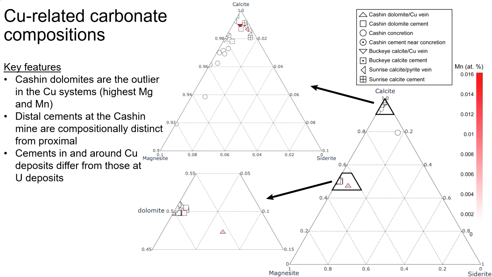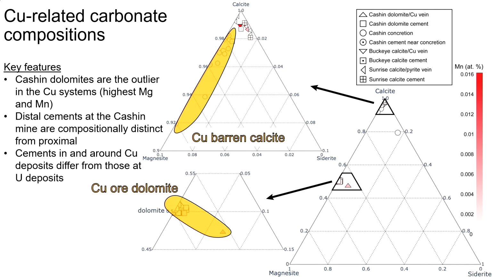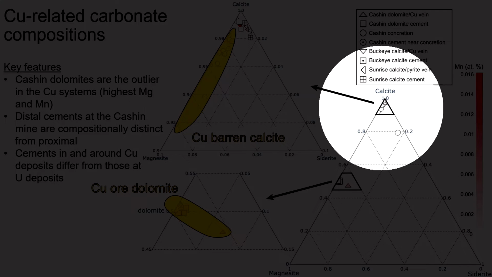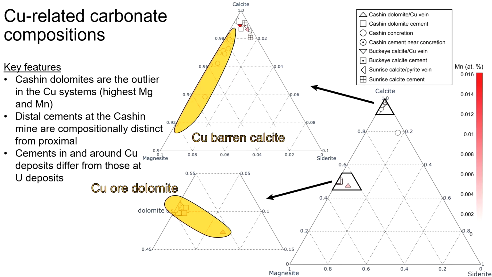We can do the same exercise with the copper-related carbonates. Again, I'm going to highlight the major observations that I want you to take away from this. So in the case of the carbonates that are not associated with the ore, they end up plotting as more calcitic in nature. So again, coming from the top of that ternary diagram there. And then in the opposite case to what the uranium has, the carbonate minerals that are associated with copper mineralization are more dolomitic in nature, or more magnesium-rich.